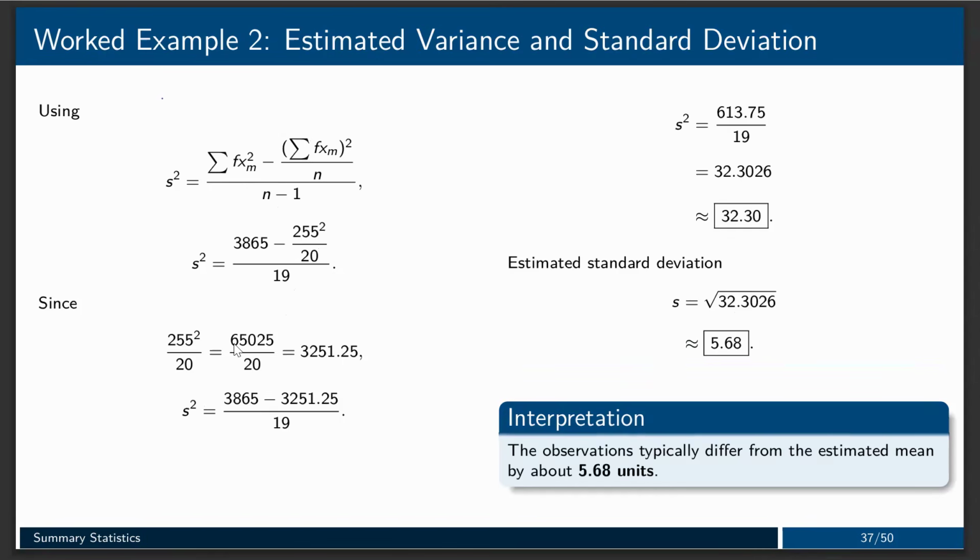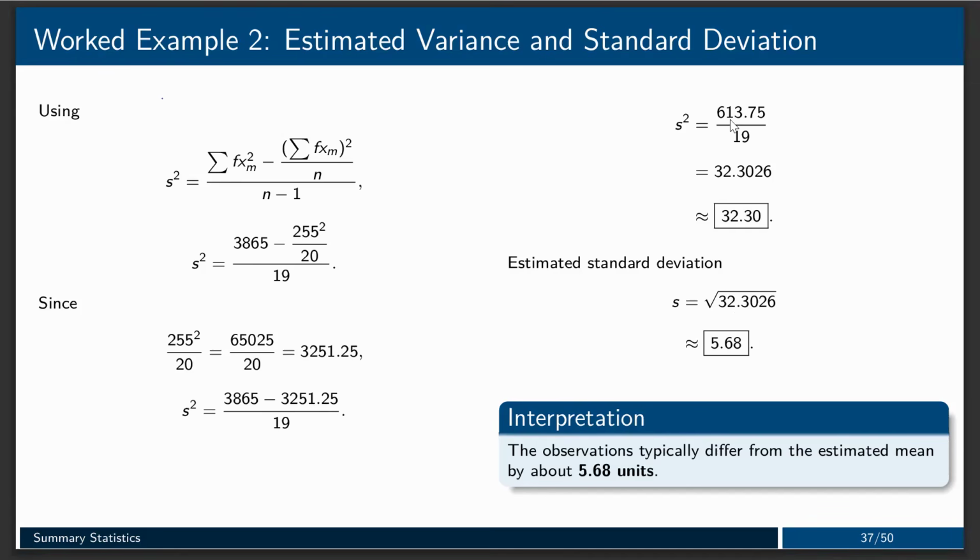3251.25. That is, this is we took just this part, 255 squared over 20 gave us this. So therefore, s squared is 3865 minus 3251.25 all over 19. In fact, from this point, you are just solving it algebraically. So whatever process you want to go through to get your final answer, please do.